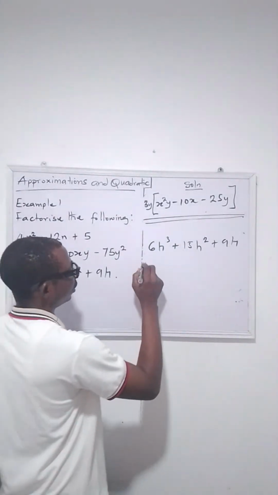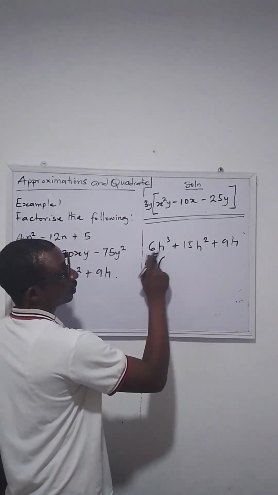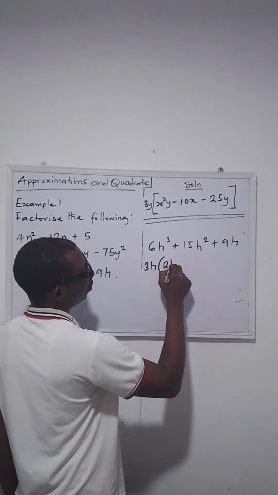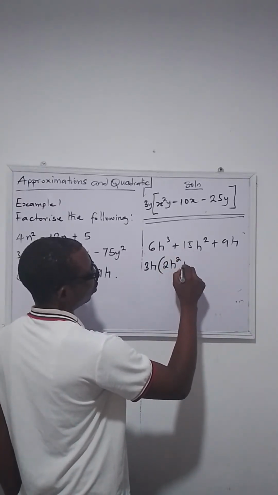So we have 3h, which is the GCD. When you divide this by 3h, what do you have? You have 2h squared. Divide this by 3h, you have plus 5h.